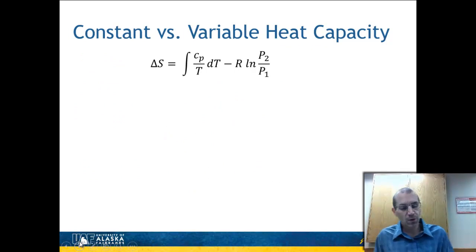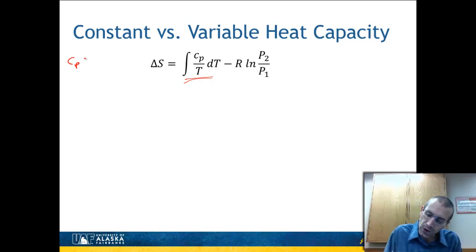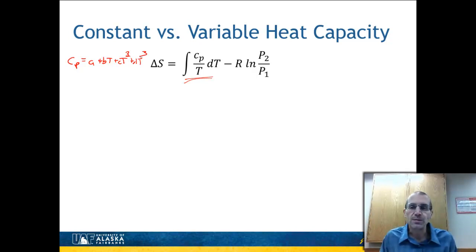Let's look at what we do if we have a variable heat capacity. If I can't assume Cp is constant and pull it out of that integral, then I would need to actually do the integration. I'd have to put in some functional form for Cp. For example, we knew one time we could put in A plus BT plus CT squared plus DT cubed. We went through that in a previous module. I could put that in and do that integral. It's possible to do. It's just a little bit tedious.